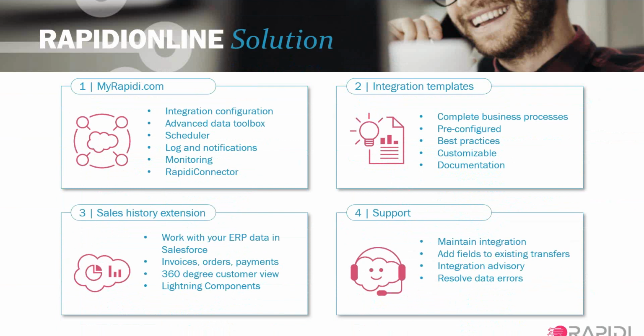Now, we also have released in the first quarter of this year what we're currently calling our Rapidi ERP Lightning components. These are full-featured Lightning components to present that sales history data coming from ERP. Because they're Lightning components, they give users a quick and easy way to access that data without having to navigate to related lists. And they will work on any account, opportunity, or case page out of the box. They are also totally customizable.